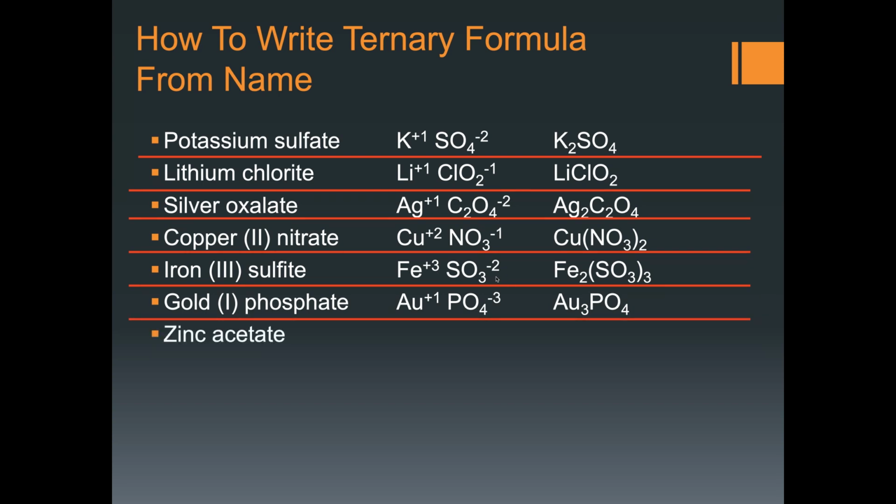Zinc acetate. Zinc has a plus 2 charge, and you'll notice that there's a couple of different ways of writing the acetate ion. Use whichever one you prefer. The technique will be the same. Since we're dropping and swapping a 2, put parentheses around the C2H3O2 first, and then place the 2 that you're dropping and swapping outside those parentheses.